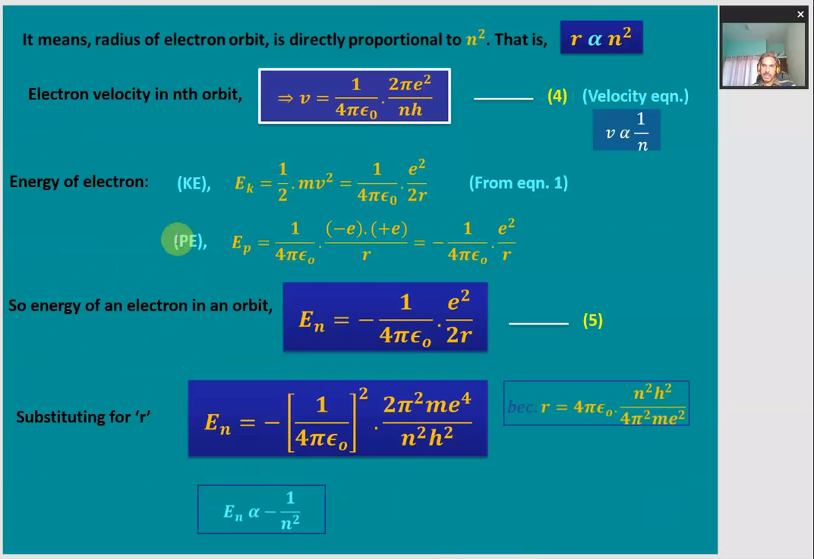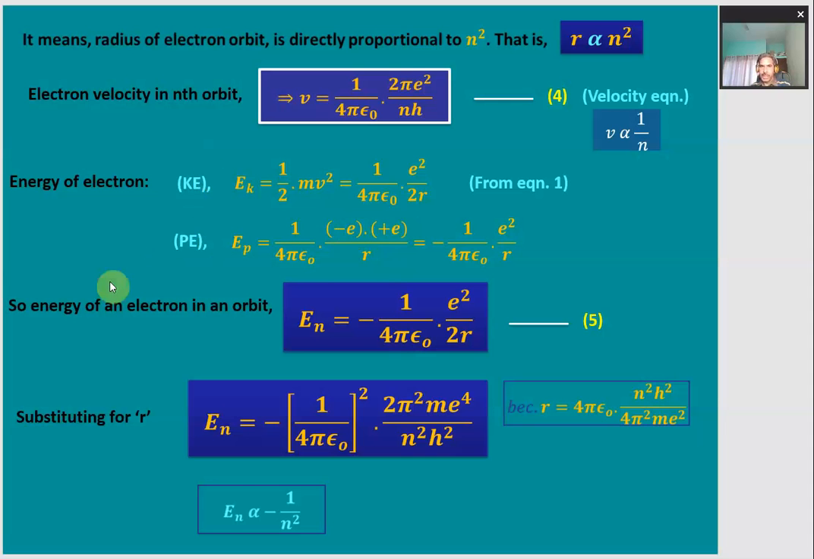Similarly, in the same orbit, what is the potential energy of the electron? It is given by the interaction between the electron and the positively charged nucleus. So it is 1 upon 4 pi epsilon naught into minus e, the charge on the electron, into plus e, the charge on the nucleus, divided by R, the separation between the two, which is the same radius as we used for the kinetic energy. From there we calculate the potential energy to be 1 upon 4 pi epsilon naught into e square upon R, with a minus sign. So this is the kinetic energy, and the second equation is the potential energy.